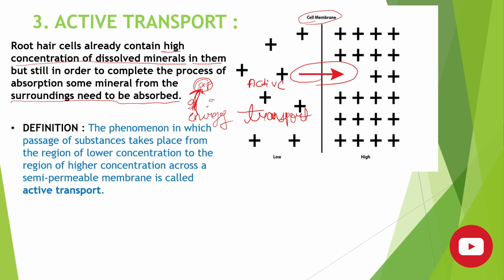If we have to look into the definition, it's a process in which passage of substances takes place from a region of lower concentration to a region of higher concentration across a semi-permeable membrane. Very important, these particular lines which I have underlined, I'll highlight them as well for you all so that you never forget that active transport is a phenomenon in which passage of substances takes place from a region of lower concentration to a region of higher concentration across a semi-permeable membrane.